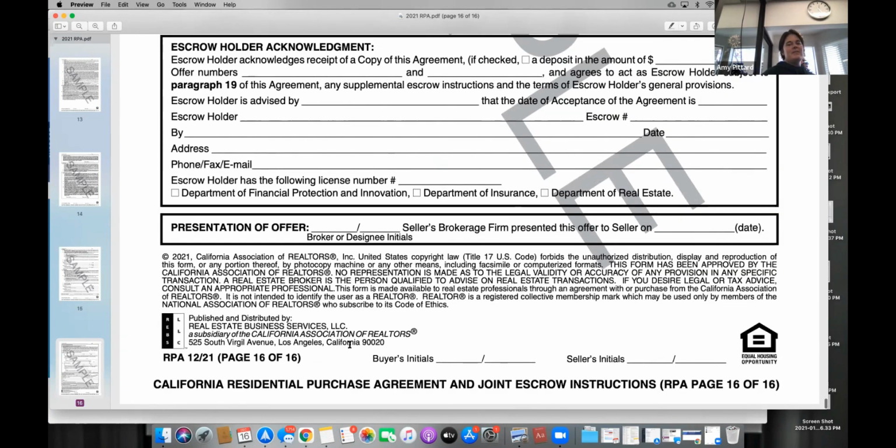There's still a place where you can put when you presented the offer. So even if your seller refuses to respond to an offer, you still want to probably send back page 16 of 16 stating that you presented this offer to the seller on such and such date, so that there's no doubt that it was presented, whether the seller decided to respond or not.